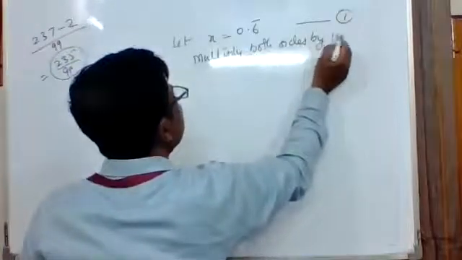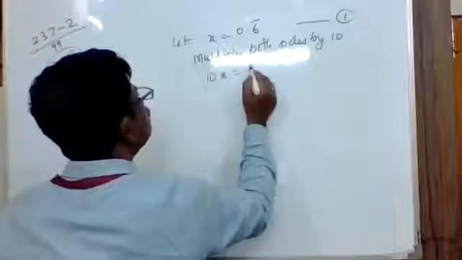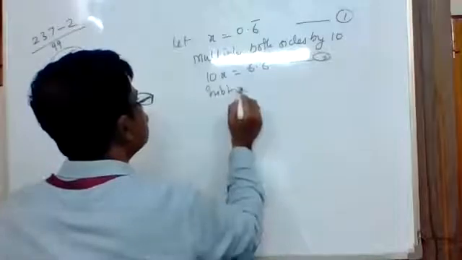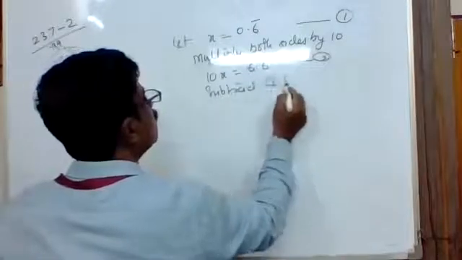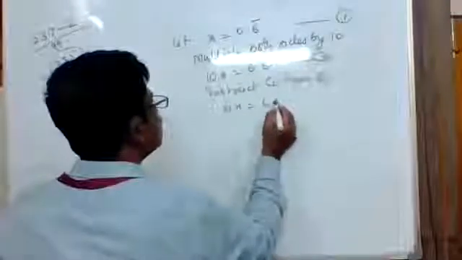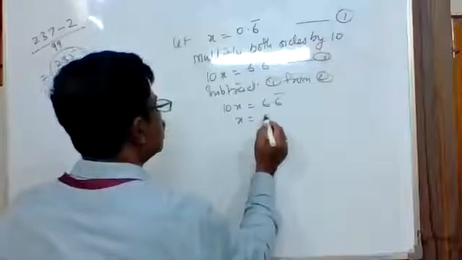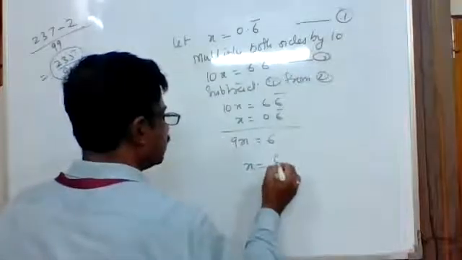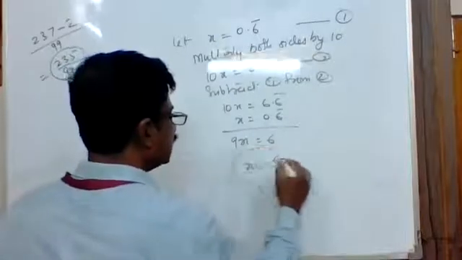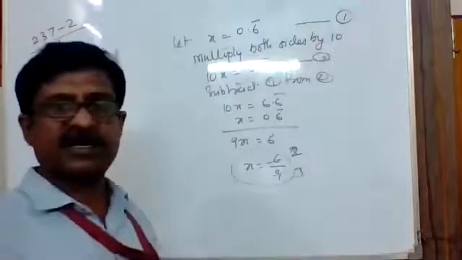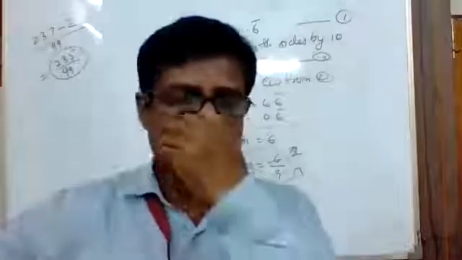If you have multiplied this by 10, this will become 10x equal to 6.6 bar. This is the second equation. Subtract 1 from 2. 2 is 10x equal to 6.6 bar, and the first is x equal to 0.6 bar. 9x equal to 6, x equal to 6 upon 9. That's the answer. 3 2s are 6, 3 3s are 9. If it is possible to cancel by some number, cancel it. The answer is 2 by 3.